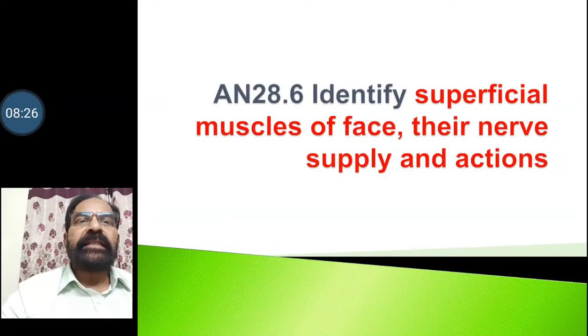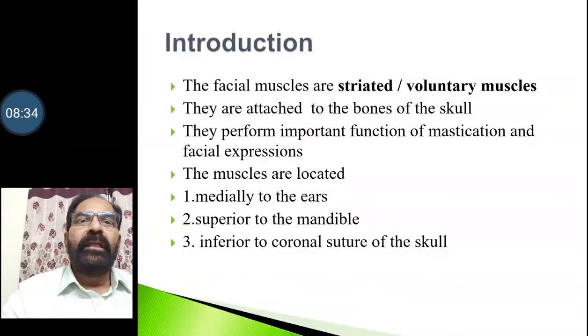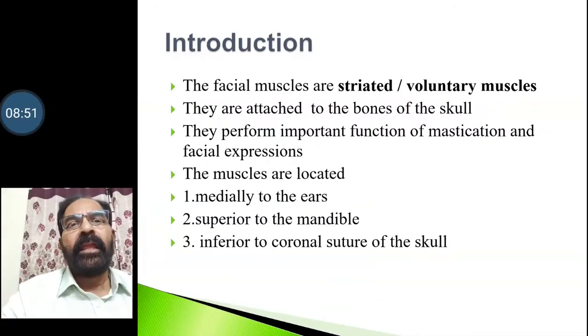Then we go on to study another competency, that is muscles of the face, their nerve supply and actions. So facial muscles are striated, that is voluntary muscles, and the muscles are attached to the bones of the skull, and they perform 2 functions, that is mastication and facial expressions. These muscles of facial expression are located medial to the ears, superior to the mandible and inferior to the coronal suture of skull.